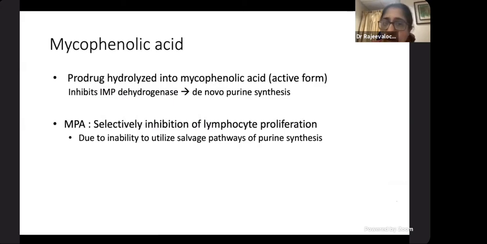Now, mycophenolic acid is a prodrug which is hydrolyzed into mycophenolic acid, the active form. It inhibits IMP dehydrogenase and therefore inhibits de novo purine synthesis, mainly active in signal 3 of the pathway. MPA selectively inhibits lymphocyte proliferation due to the inability of lymphocytes to utilize the salvage pathway of purine synthesis.